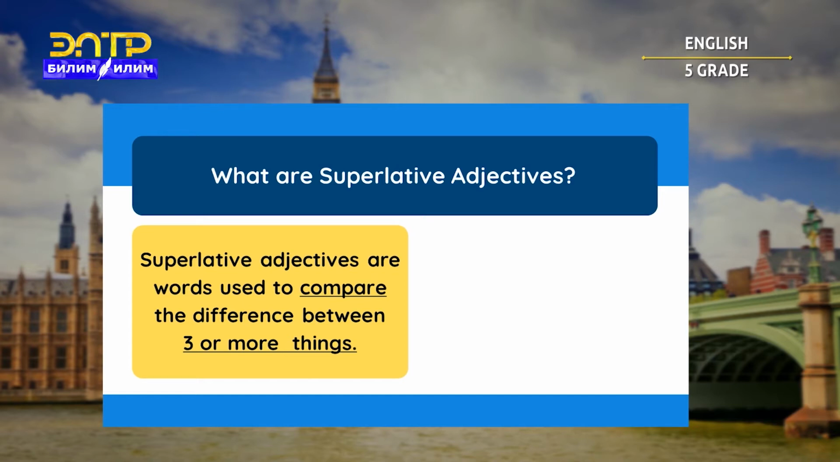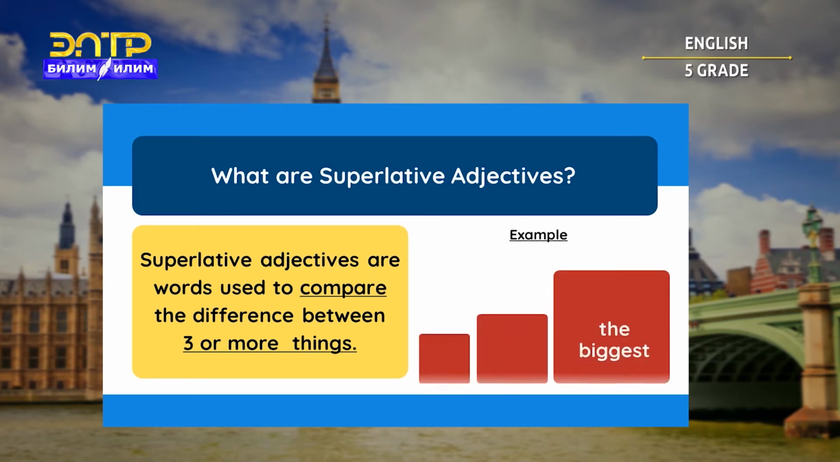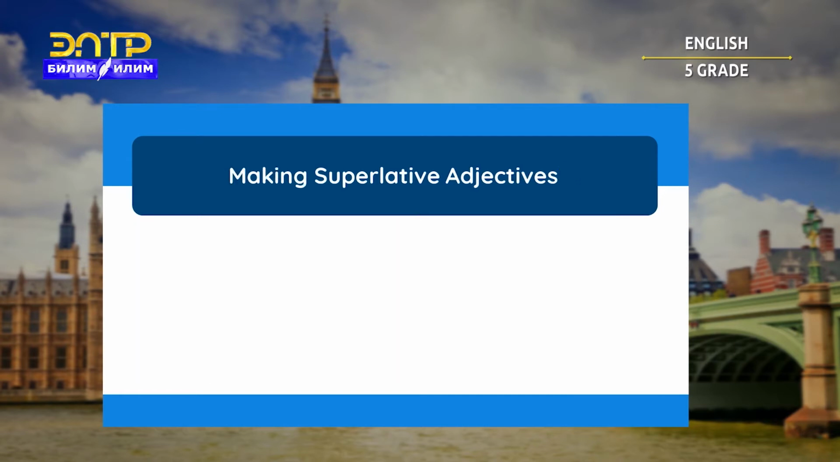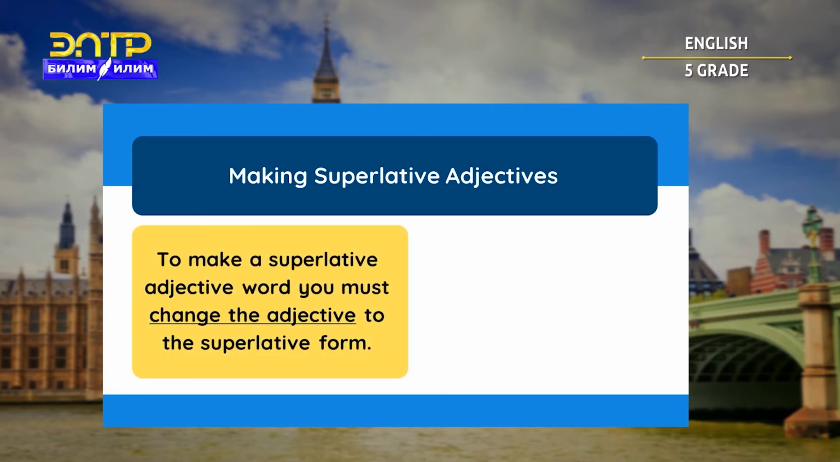For example, as you can see, there are three squares. The first of them is big, the second one is bigger, and the last one is the biggest square. We have to change the adjective to the superlative form in order to make the superlative adjective. To make a superlative adjective word, you must change the adjective to the superlative form.